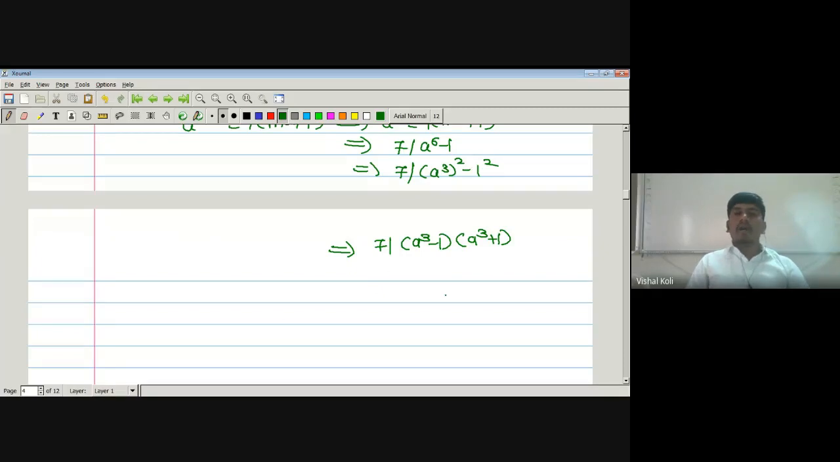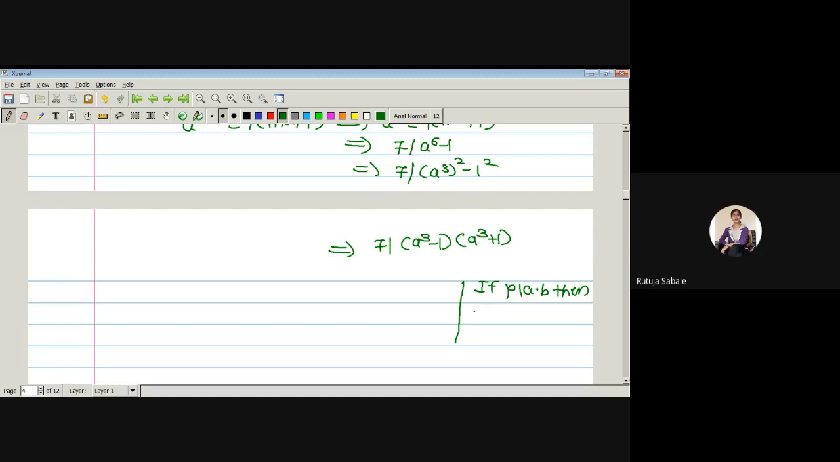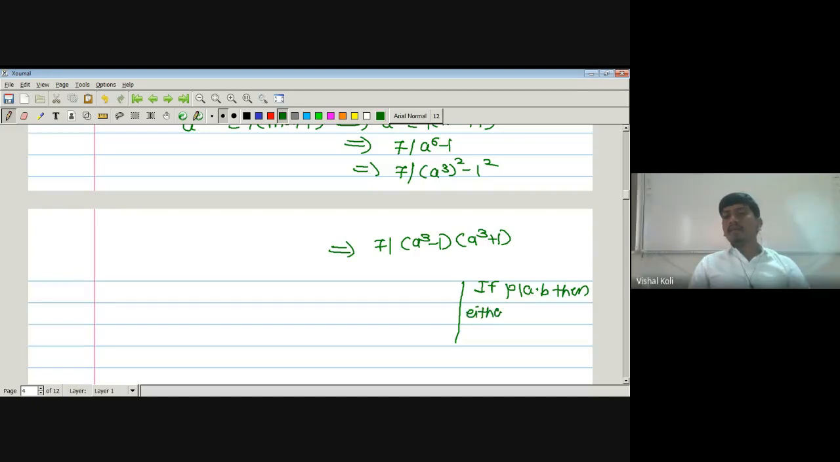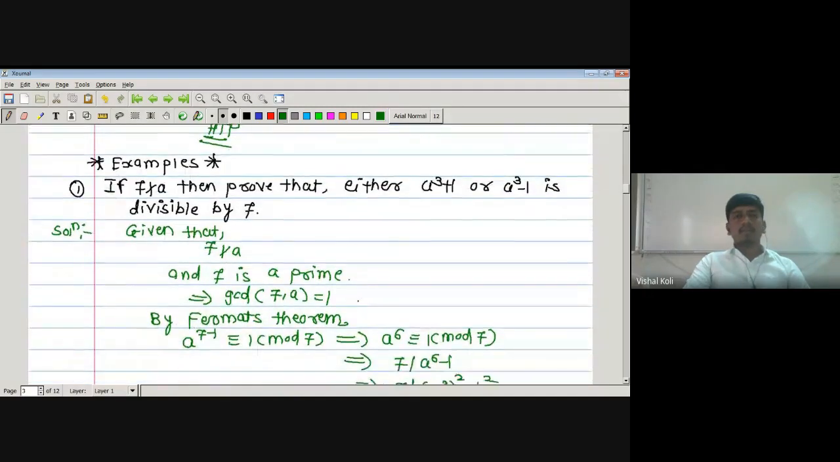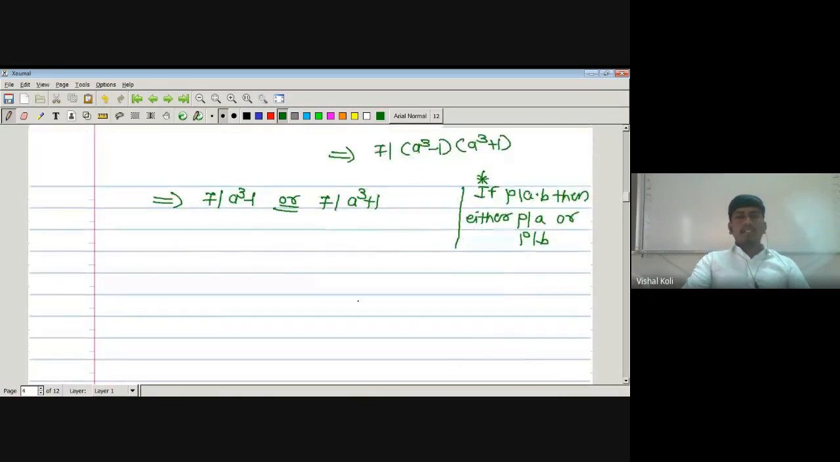Now again there is one result. If p divides a into b, then p divides either a or b. Either p divides a or p divides b. We just have to use this result. From this result, 7 divides a cube minus 1 or 7 divides a cube plus 1, and that is what we had to prove. Hence the required result. Okay, now the next example.